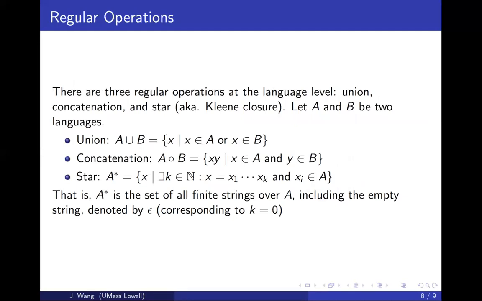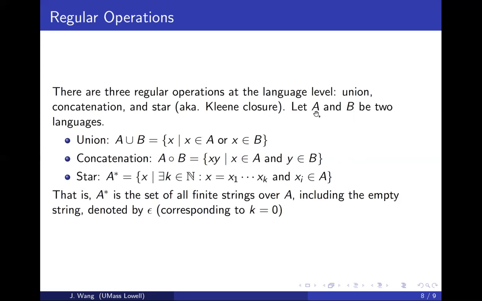So now let's look at what we can do with regular languages. In other words, how can we manipulate regular languages? So we defined regular operations. We have three regular operations at the language level. One is union, the other one is concatenation, and the last one is called star in our textbook, and it is also known as Kleene closure. So we have three operations on regular languages.